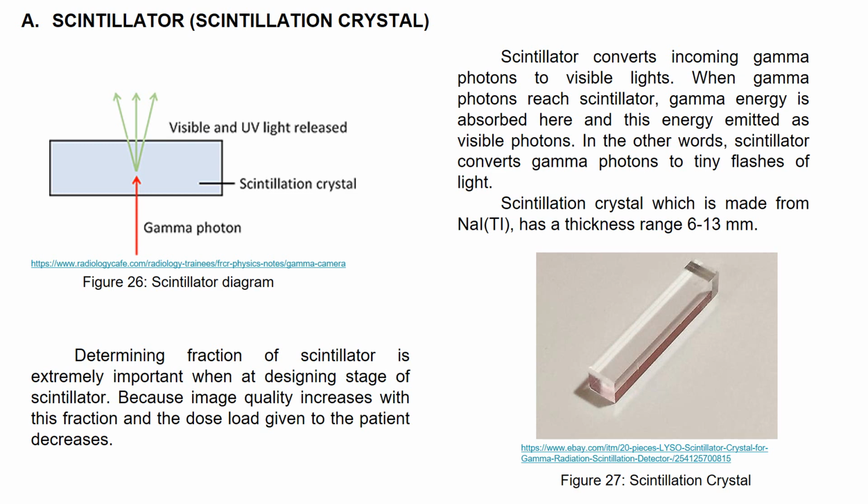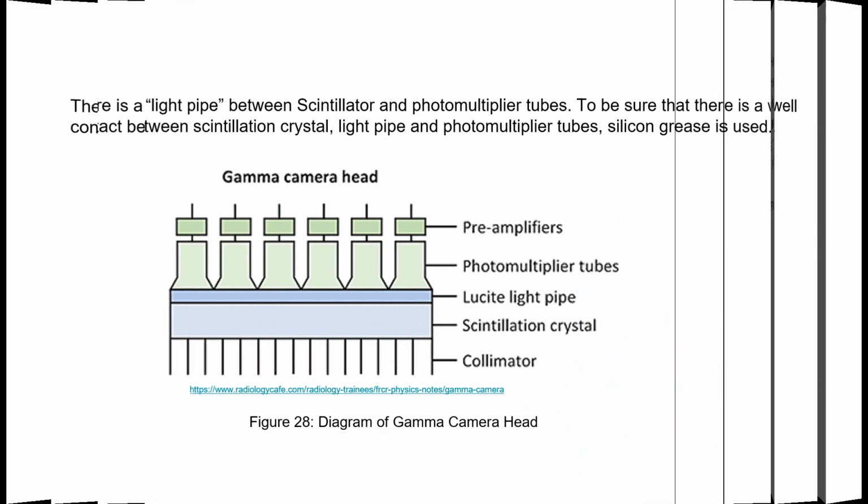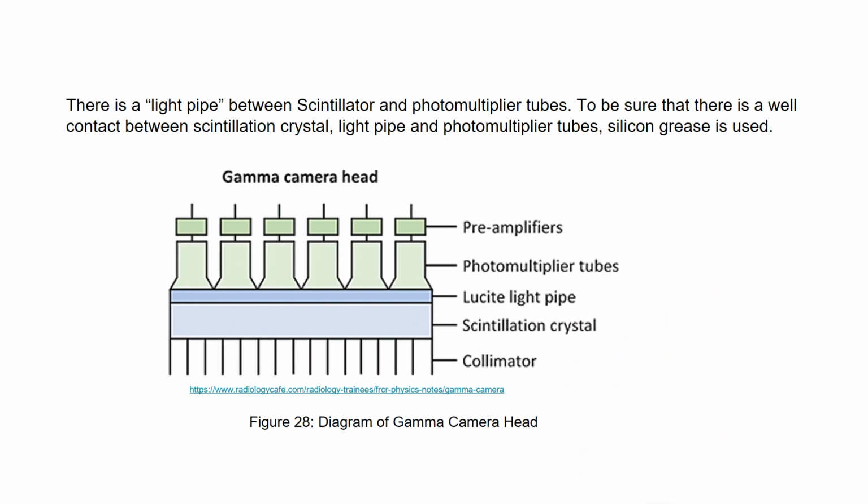Many tiny flashes of light can be obtained from a single gamma photon. The scintillator does this process by absorbing gamma energy and releasing it as visible photons. Quality of the SPECT image increases with the fraction of scintillator, and because of this, the dose given to the patient decreases. Before the photomultiplier tubes, there is a light pipe between the scintillator and photomultiplier tubes. This is fixed here with silicone grease. In figure 28, we can see what exists inside of the gamma camera.